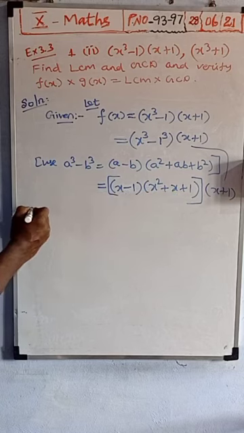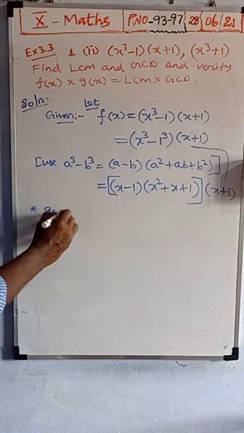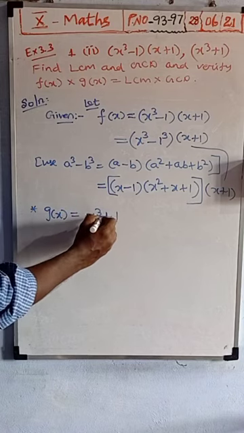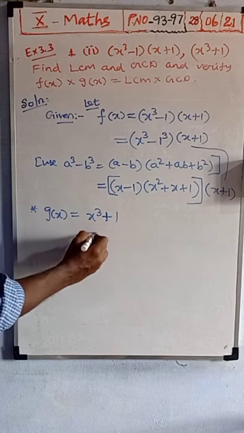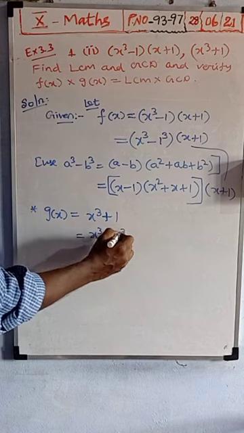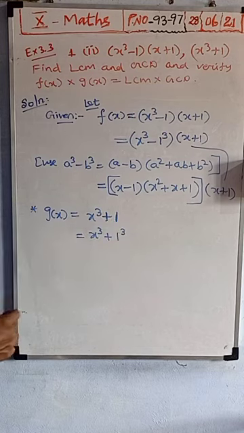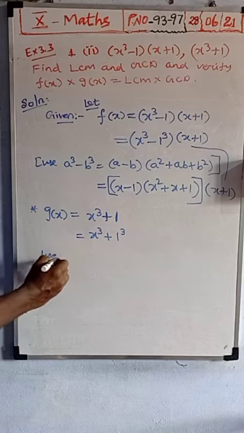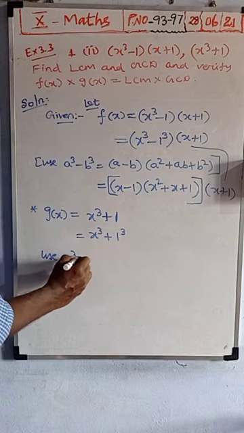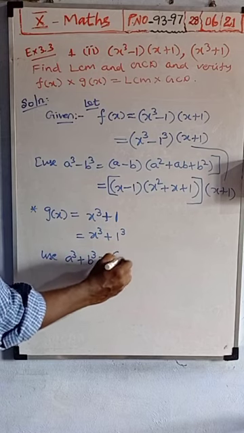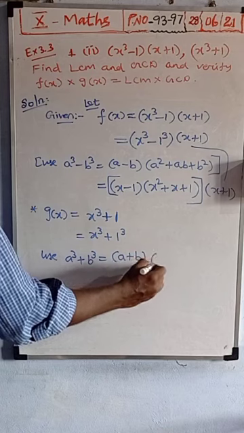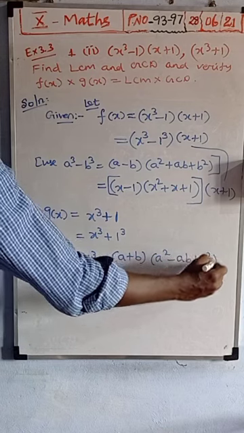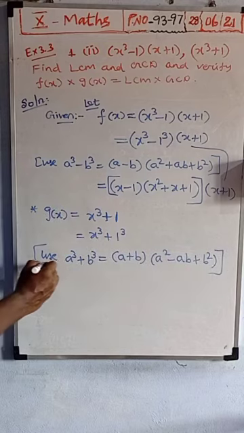Now next choose g of x. g of x is x cube plus 1. Here only two terms, so we can apply the formula. x cube plus 1 you change into x cube plus 1 cube. 1 power anything is 1 only, so I changed it into 1 cube. Now here we want to use the a cube plus b cube formula. What is the formula? a plus b of a squared minus ab plus b squared. You want to use this formula here.